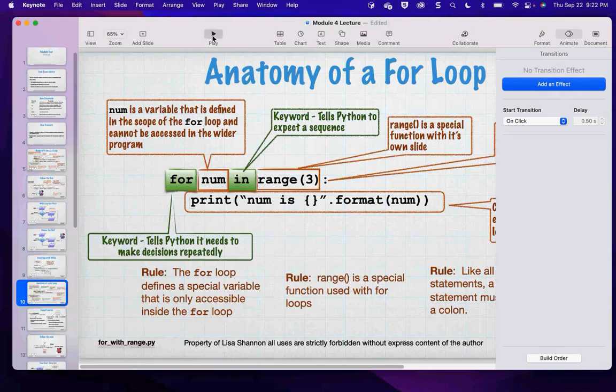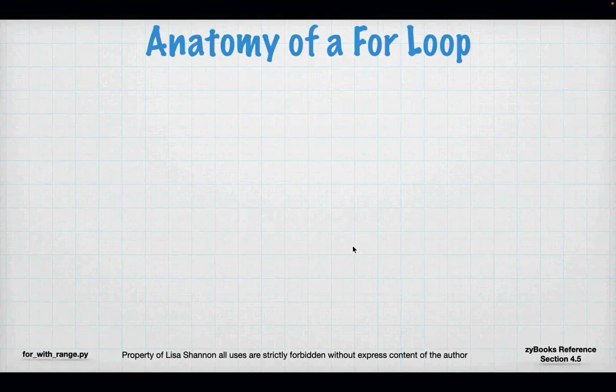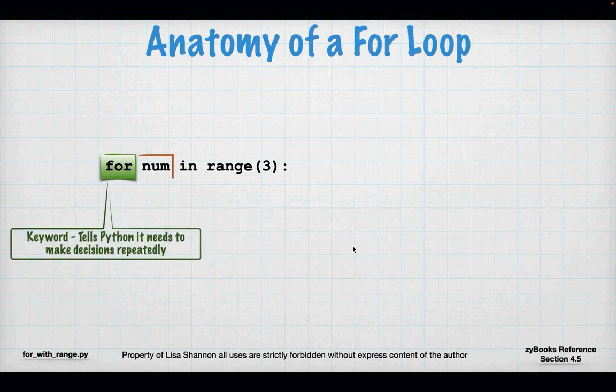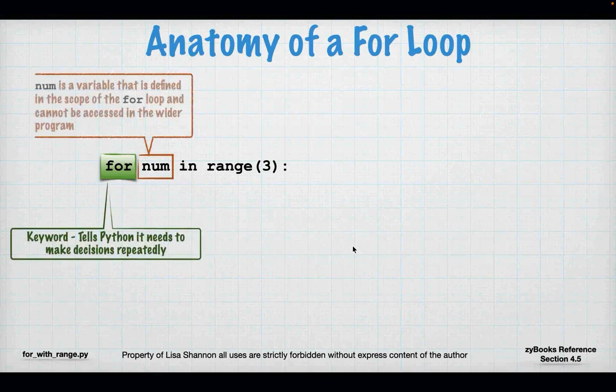This is a for loop. Okay? For loops were meant for counting. While loops were meant for things where you needed user input to specifically change the outcome of the loop, like your game. For loops are very handy, and they are used for collections, and they are used for counting. In fact, they're special functions that Python gives you just to make the counting easier. So I have for. For is my keyword. And it tells Python you're going to make a decision repeatedly.